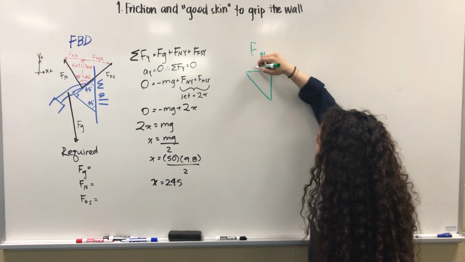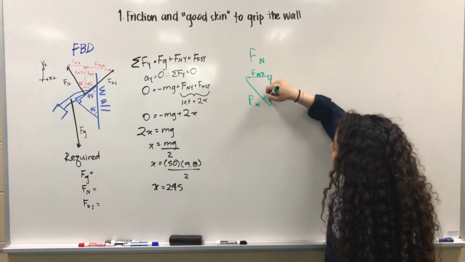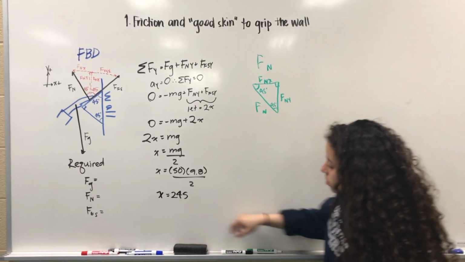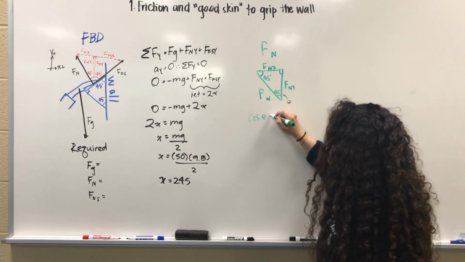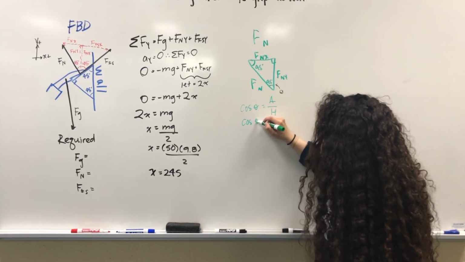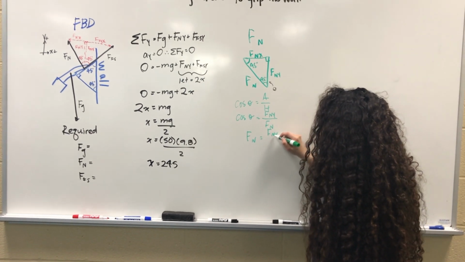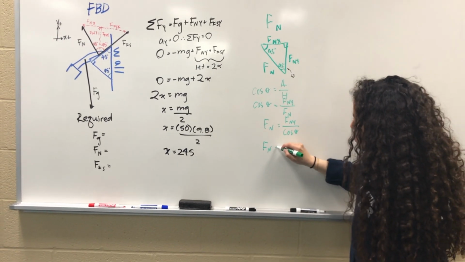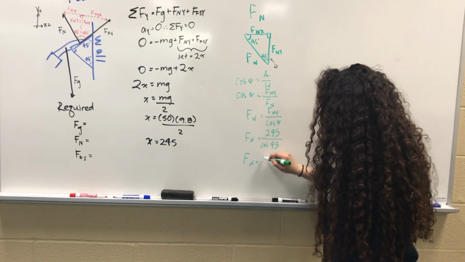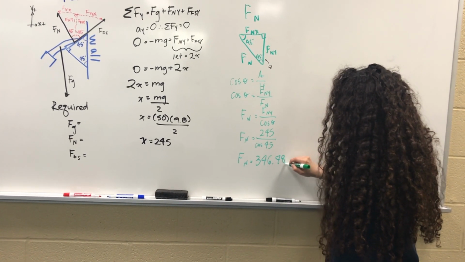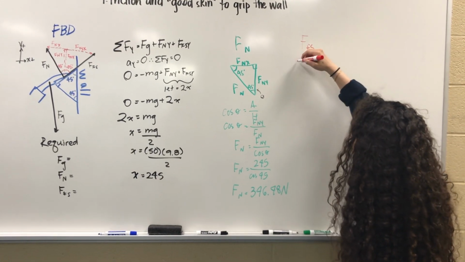Now, for the normal force. We can take this triangle from our free body diagram. We can label all the sides as well as the angles. And we have chosen to name this bottom angle theta. Setting up our equation that cos theta equals adjacent over hypotenuse, plugging in the sides that we know, rearranging for the normal force, and plugging in the values that we know, we can come to a final answer of 346.48 newtons.